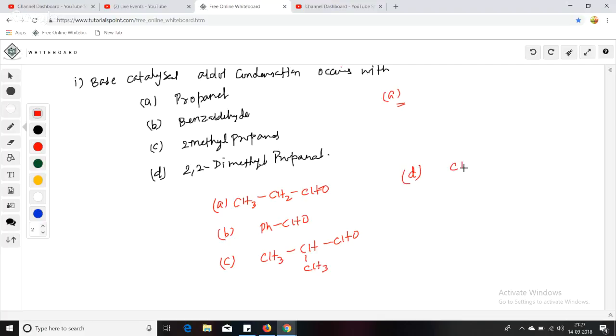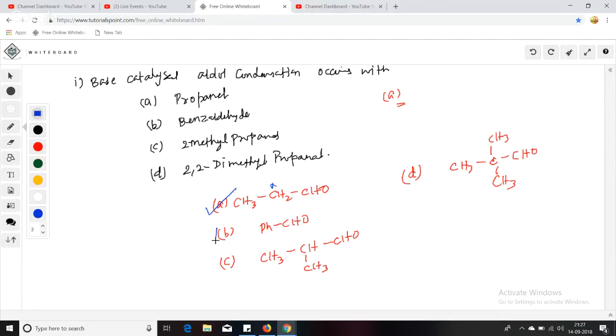Option D is 2,2-dimethyl propanol, so it is CH3, C(CH3), CH3, CH3, and CHO. Now in this we have to check which one shows aldol condensation. For aldol condensation alpha hydrogen is required. So in the first option, obviously we have alpha hydrogen present over here, right? In the alpha position. So this is obviously true, and as I said, the question is multiple choice.